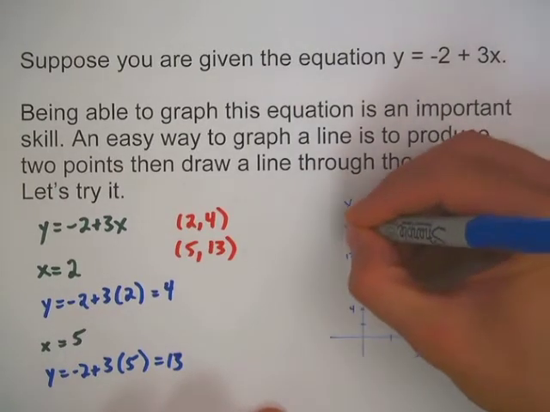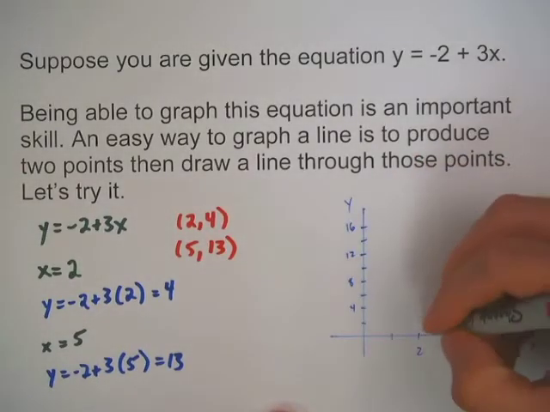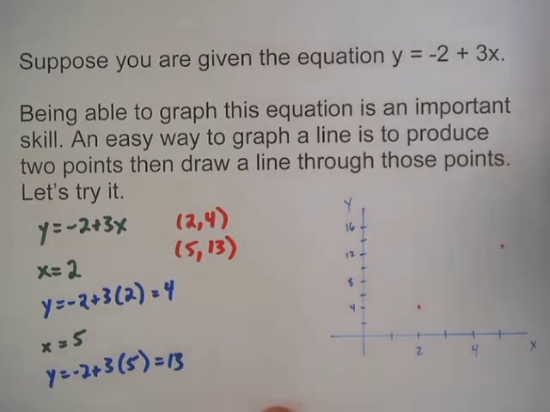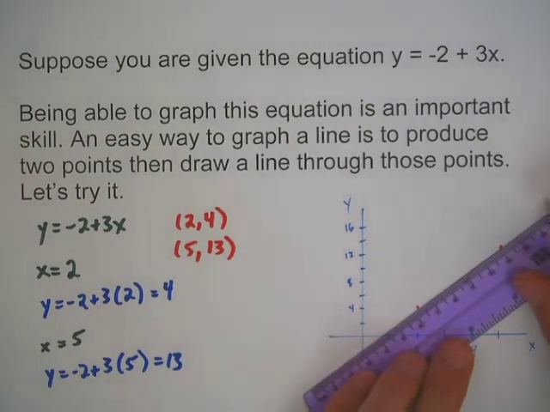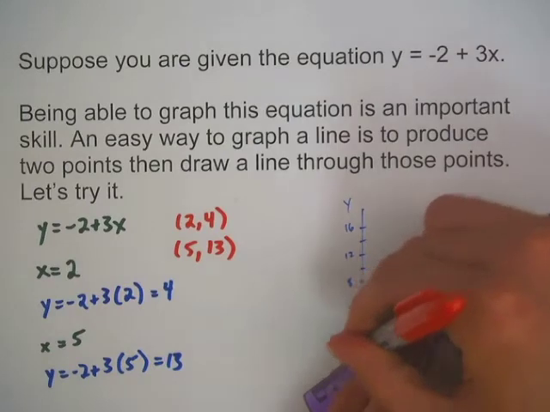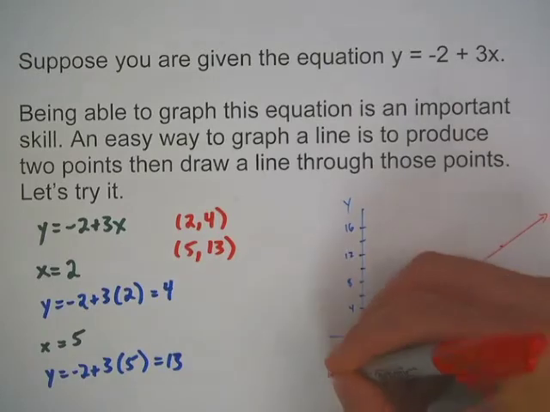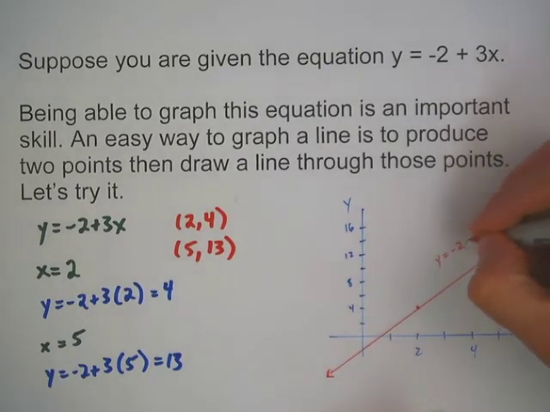Then all I need to do is plot my 2 points, (2, 4) and (5, 13). So (2, 4) is going to be here, and (5, 13) is going to be about here. Those are the 2 points that are going to be on the line, and then I'm going to use a ruler to draw a nice straight line that goes through those 2 points. I'll put my arrows on there to represent the line continuing. So this is the graph of y equals negative 2 plus 3x.